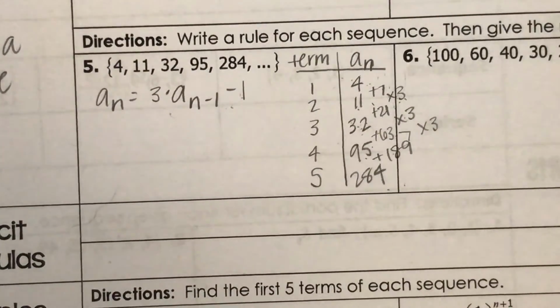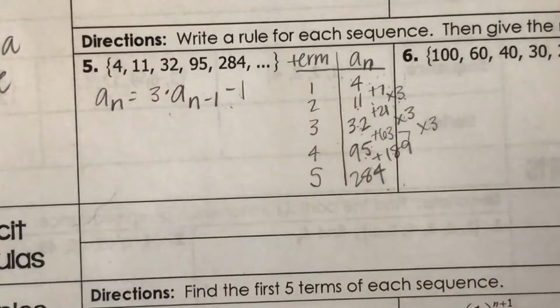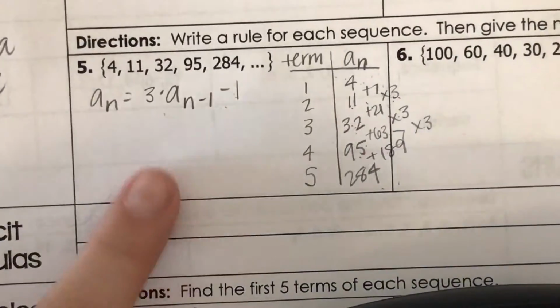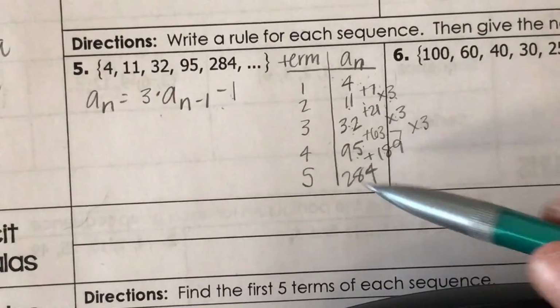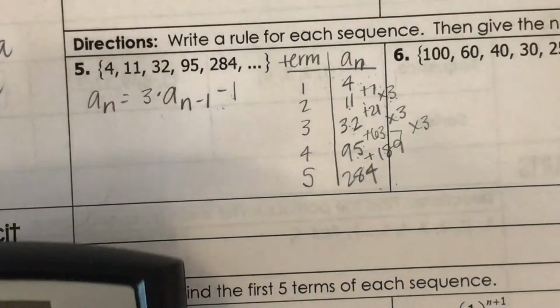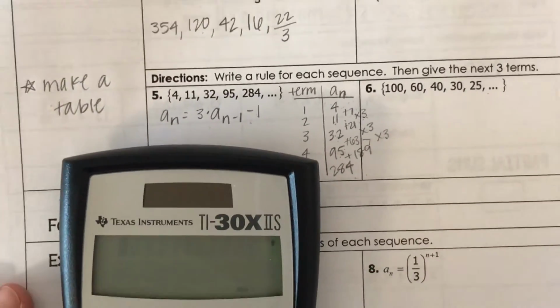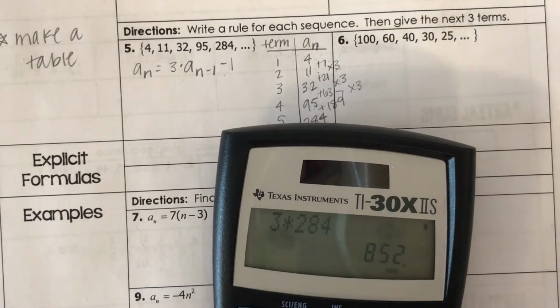So find the next 3 terms. So now you're going to need a calculator, so hang on one second. Okay, so we have our calculator. So now to find the next 3 terms, we're going to take our 5th term, 284, and plug it in here to get our 6th term. So we're going to go 3 times 284. Let me zoom out so you can see what I'm doing. 3 times 284, and then I'm going to subtract 1 from it.